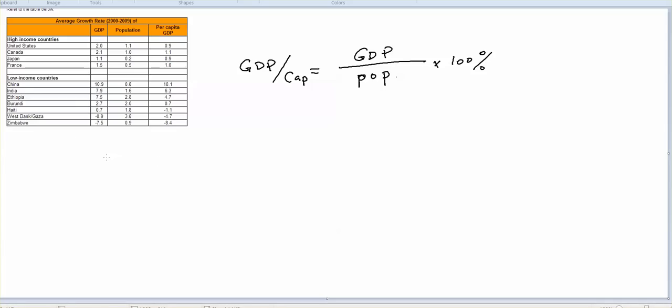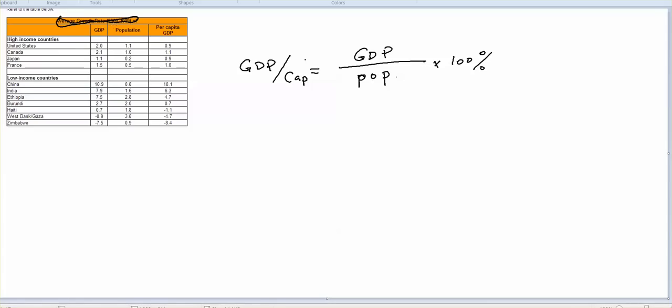Only knowing this equation is not enough, because on this table we cannot see the value for GDP or population. Notice here, make sure you read the question carefully. The table is about the average growth rate, so it's not the GDP per capita. That is the growth rate of GDP per capita.